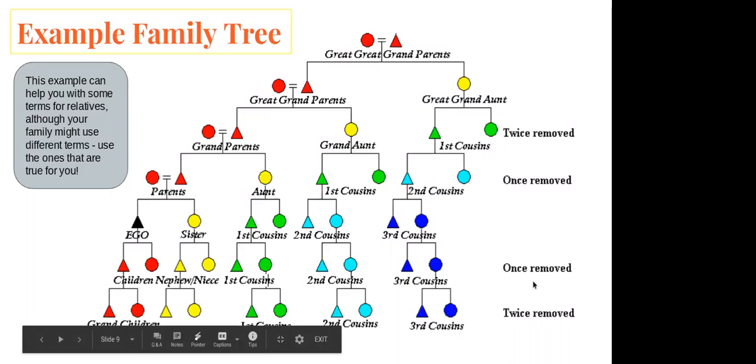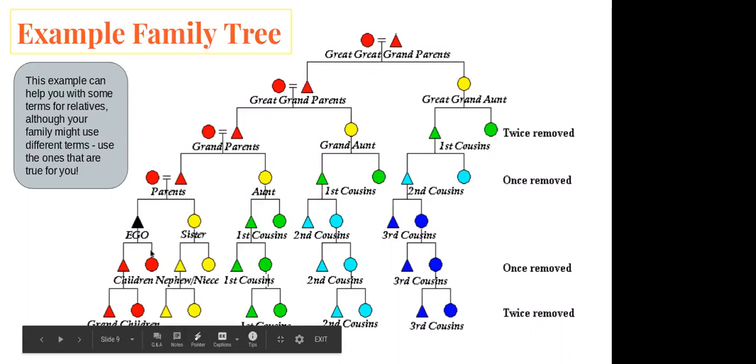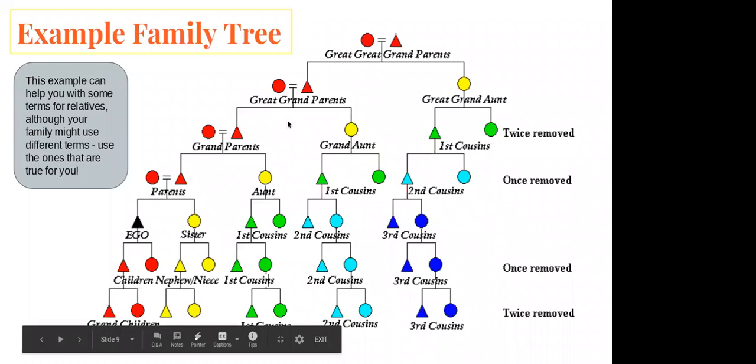what those terms mean, which I'm not gonna lie to you, I always still get confused as to what they mean. That's why it says use the terms that are true for you. So this would be the technical terms, like this is your first cousin twice removed. But those aren't super common. A lot of people don't use those unless it's a formal thing.